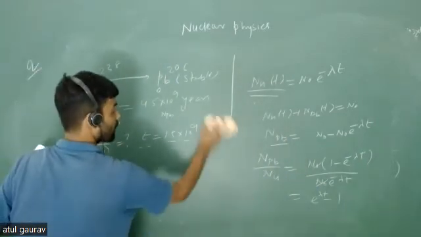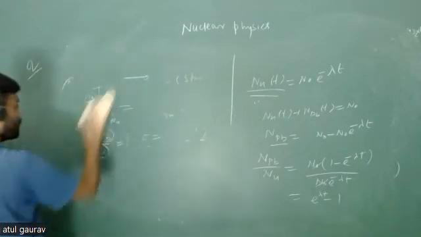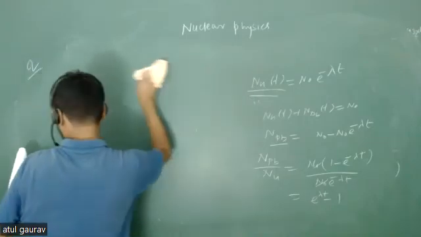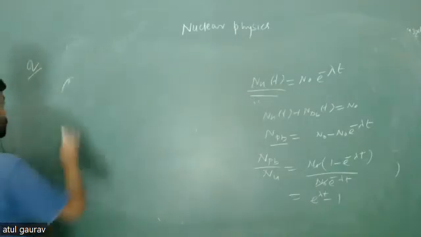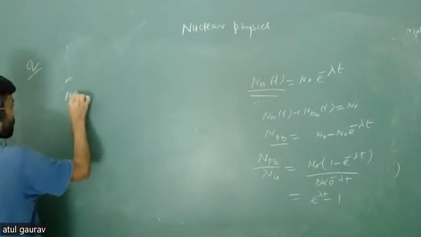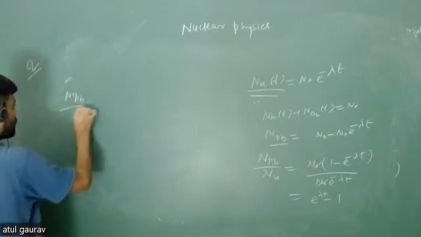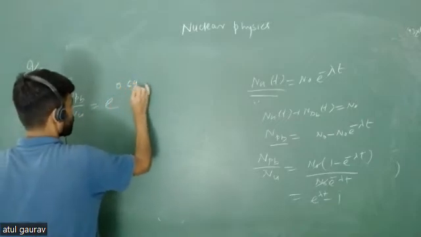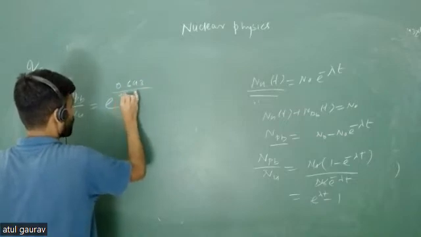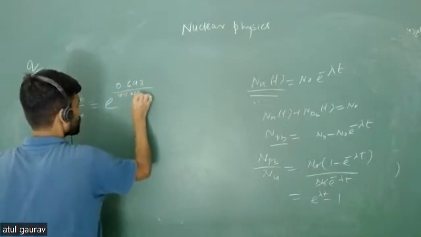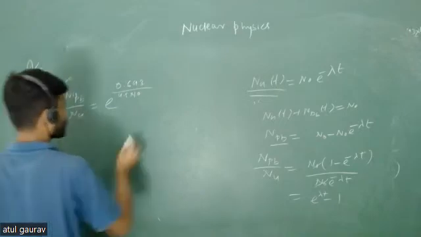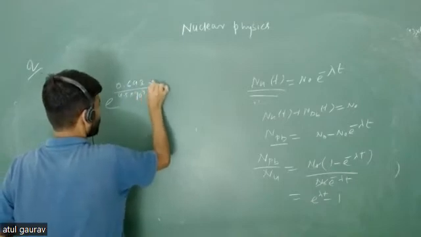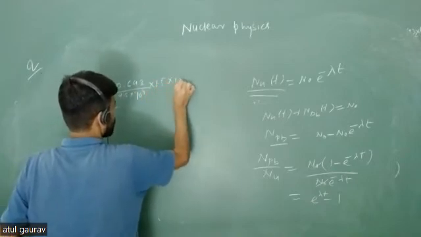Is it clear now? Now can you calculate npb by nu? So it will be exponential 0.693 by t half. T half is 4.5 into 10 to the power how much? How much is it given? 9, right? Yes, sir. 10 to the power 9, and t is 1.5 into 10 to the power 9.